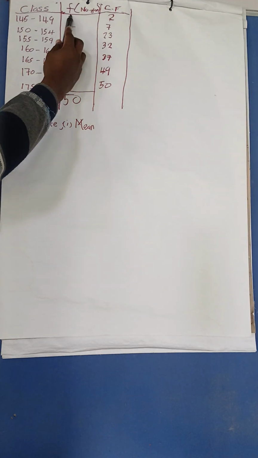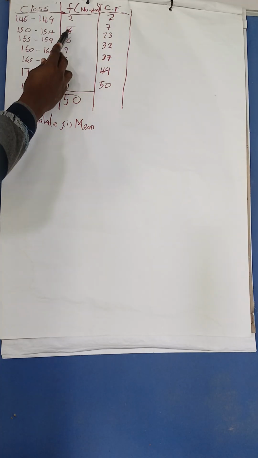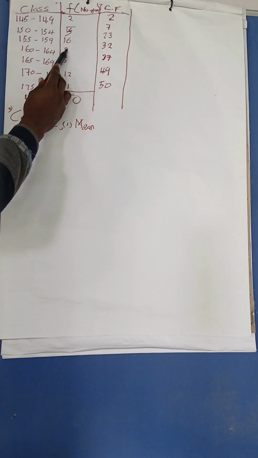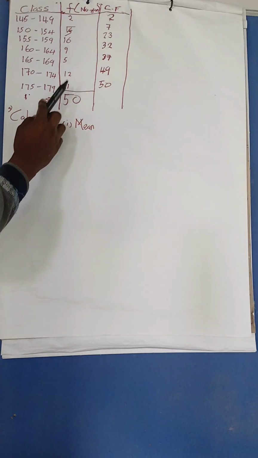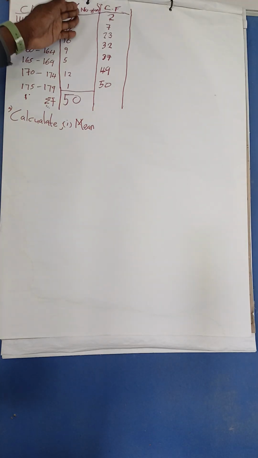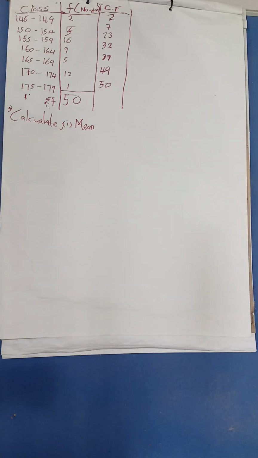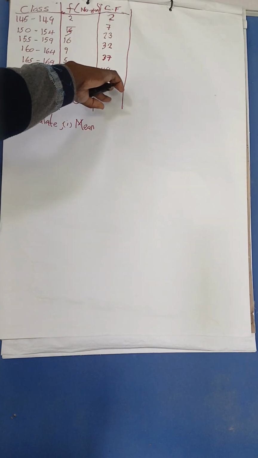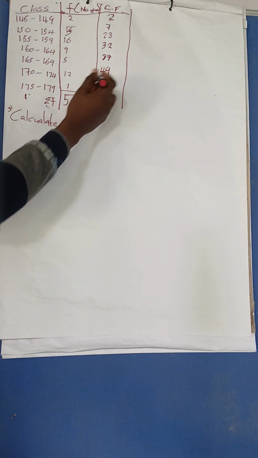It's very easy. The first number is the one from the frequency, you put it here, and then you crisscross. So 2 plus 5 you get 7, 7 plus 16 you get 23, 23 plus 9 you get 32, 32 plus 5 you get 37, 37 plus 12 you get 49, 49 plus 1 you get 50. The interesting part with the cumulative frequency, which I always love, is that it confirms whether you have done the summation of the frequency well. The end value of the cumulative frequency will always equal the total summation of f. So you see we have 50 here, and also 50 here.